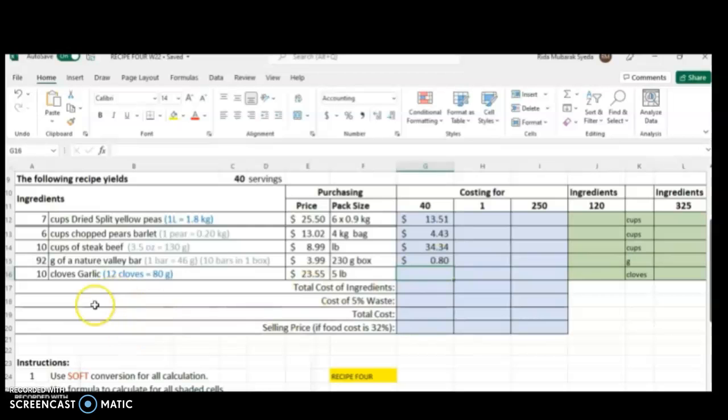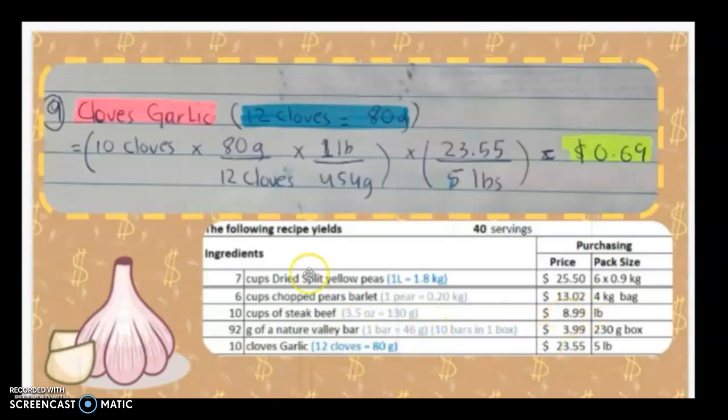Okay, so now let's move on to the next ingredient, which is garlic cloves. For this one, we have 10 cloves as our portion size, and we know 12 cloves is equal to 80 grams when we look over here. That's the equivalency, and we know 454 grams is 1 lb, times the price per unit, which is 23.55 divided by 5 lb, as we can look over here. When I put that into my calculator, which is 10 times 80 divided by 12 divided by 454 times 23.55 divided by 5 lbs, I get 69 cents as my price. Let's put that on our Excel and see if we get the same thing.